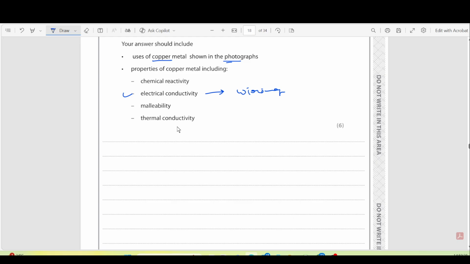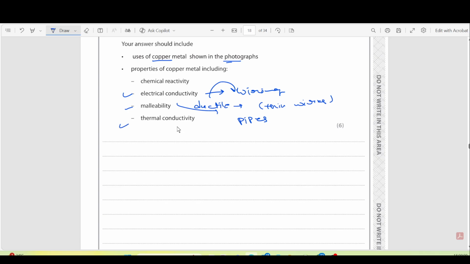Then malleability and ductility. Copper is highly malleable, which means it can be hammered into sheets. Ductile means it can be drawn into thin wires. So ductility is for wiring, and that's why we can make pipes and tubes from it, because it is very malleable and can be converted into sheets.